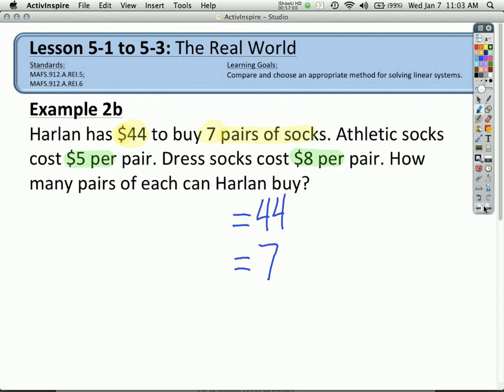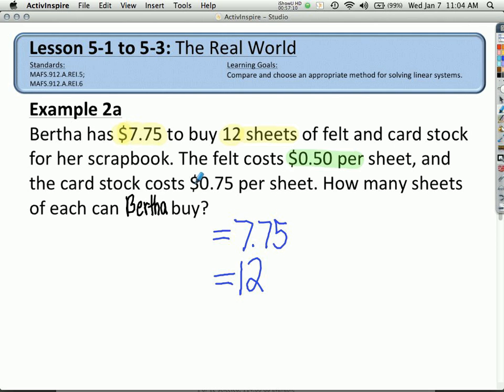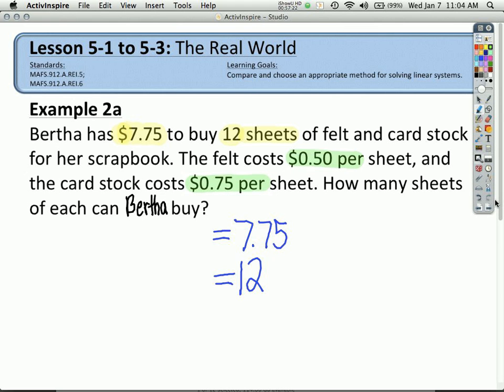And now watch, I'm going to go back to question A. What do you see? Go ahead, Cheyenne. 50 cents per, 75 cents per. Now read the last statement. And now read the actual question, the last sentence. Now read the last sentence of this one.